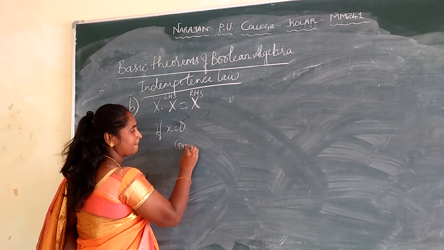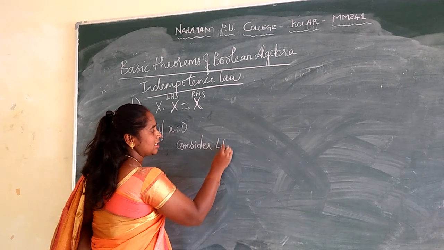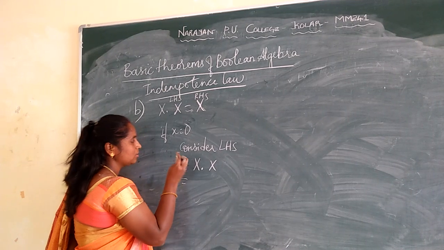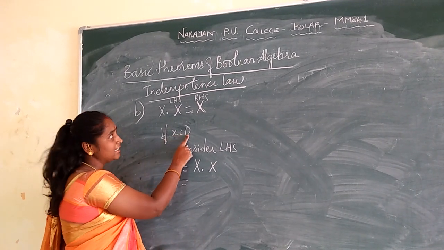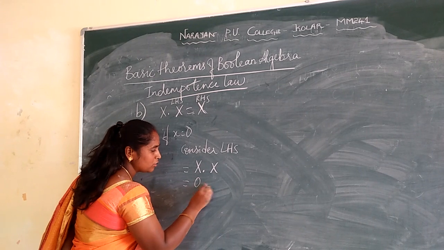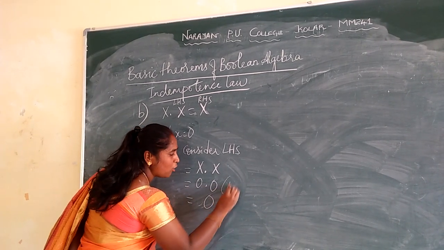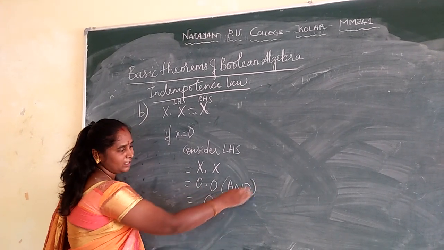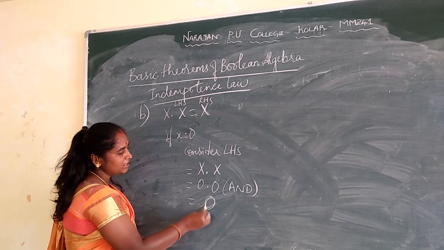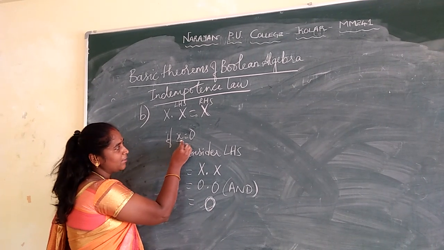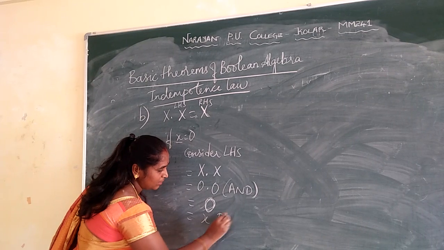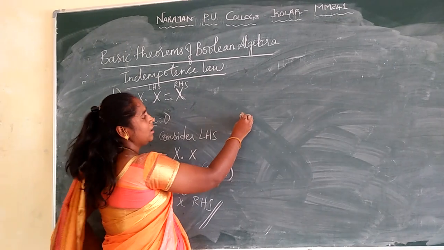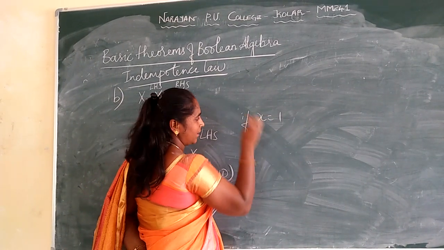Consider your LHS. LHS is nothing but x dot x. In place of x, you substitute 0. 0 into 0 is nothing but 0 according to your AND relation. The value is 0. What does this 0 hold here? Again, it is nothing but your x. So the RHS is proved.